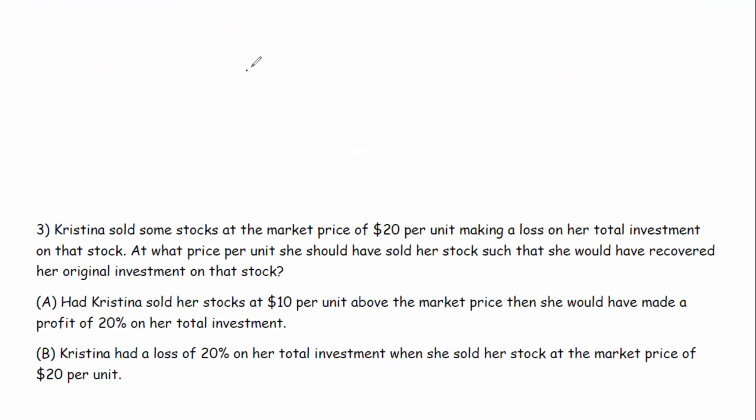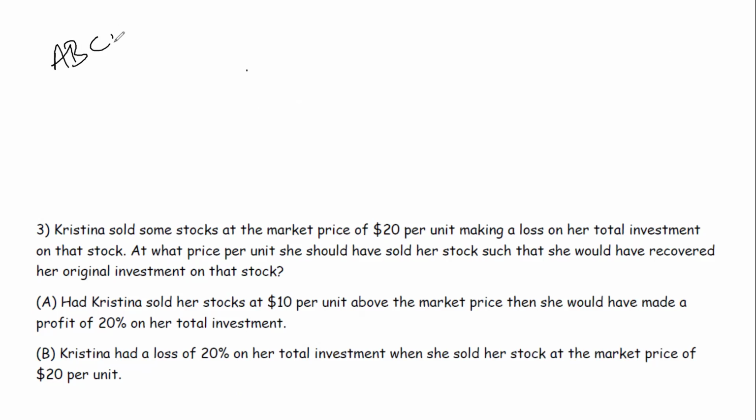Christina sold some stocks at the market price of 20 per unit, making a loss on her total investment on that stock. At what price per unit she should have sold a stock such that she would have recovered her original investment on that stock? Okay. So basically, at what price she should sell her stock, thereby she neither makes any profit nor loss. That's the main idea. At 20, she's making a loss, that we know from the question stem.